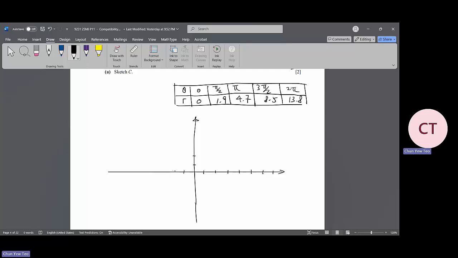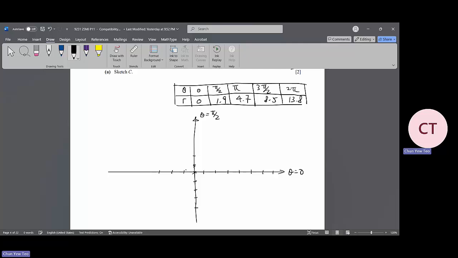This one is 2, 4, 6. This one is 2, 4, 6, 8. So the first one is the origin (0, 0), and then this one is theta equal to 0, the initial line. This one is theta equal to pi over 2.